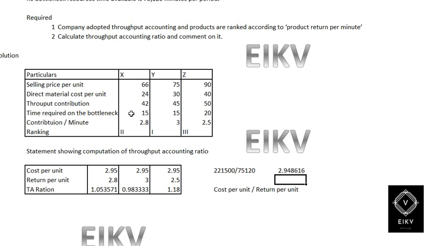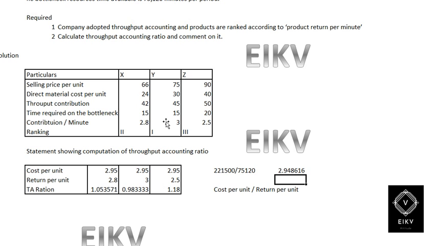After that we need to write the time taken for manufacturing 1 unit of product, which is 15, 15 and 20. And when we divide throughput contribution by time required per unit, we will get the throughput contribution per minute, or return per minute. And we are ranking the products using the return per minute, or throughput contribution per minute.